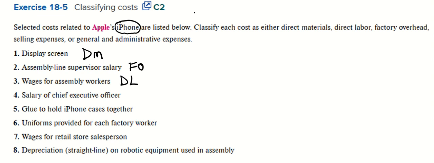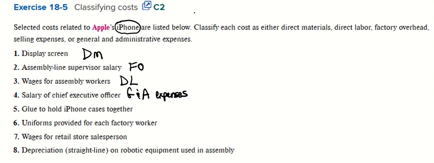Number four, we have salary of chief executive officer. That's going to go to general and administrative expenses, so I'm going to abbreviate it as G and A expenses. Think of the CEO as being located in an office. They are away from the factory and away from the production. They are indirectly involved in the production of the iPhone, but far away. They're not in the factory.